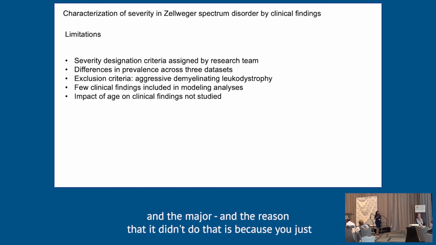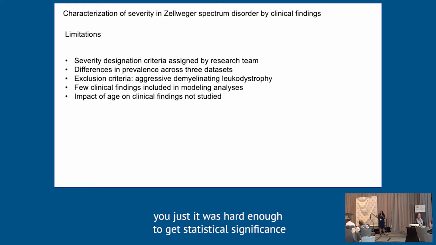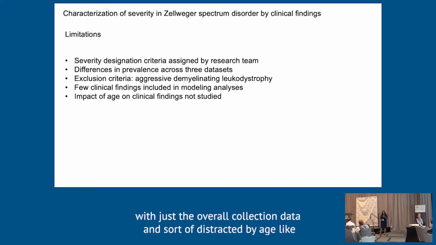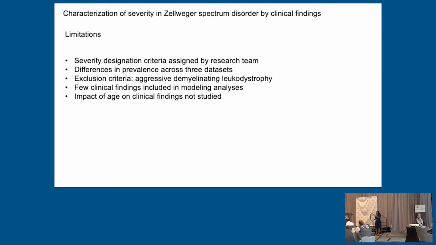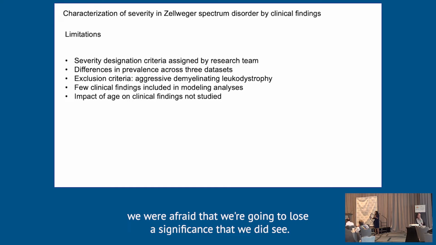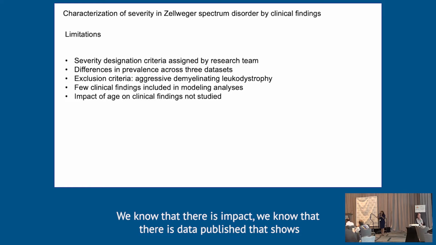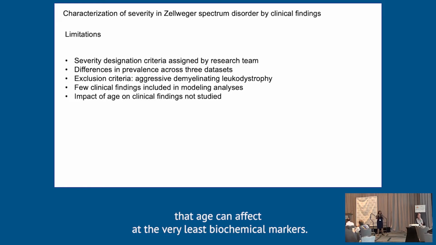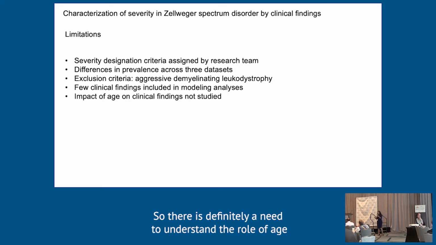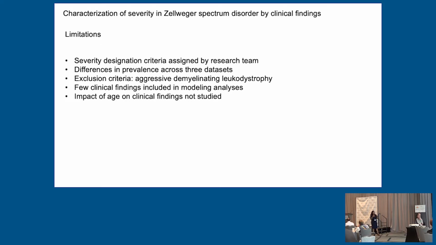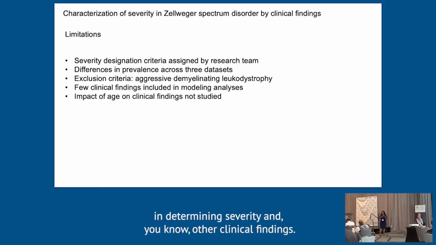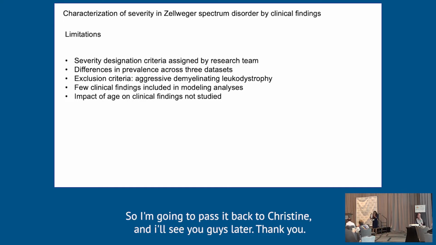The reason we didn't do that is that it was hard enough to get statistical significance with just the overall collection of data, and if we started to stratify by age, we were afraid we would lose any significance that we did see. So again, there's a need for more data in order to really understand. And we know that there is an impact; there is published data that shows that age can affect, at the very least, biochemical markers. So there is definitely a need to understand the role of age in determining severity and other clinical findings. So I'm going to pass it back to Christine, and I'll see you guys back up here in a minute. Thank you.